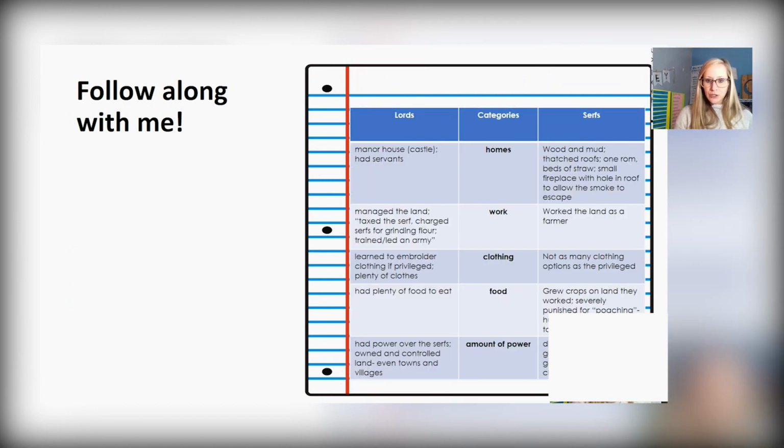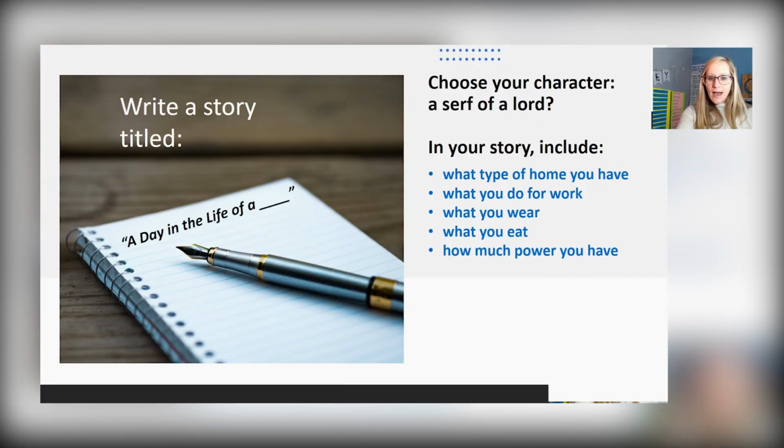So when it's said and done, readers, you might end up having something that looks a little like what's up on my screen here. And you will see all of the different details. And this is what we are going to use to be able to write our next component. And you're going to be doing that task independently, okay? So today on your own, I want you to write a story titled A Day in the Life of a Blank. So we read all of this information about lords and serfs today, and we just tried to make a chart that shows the differences in those particular categories.